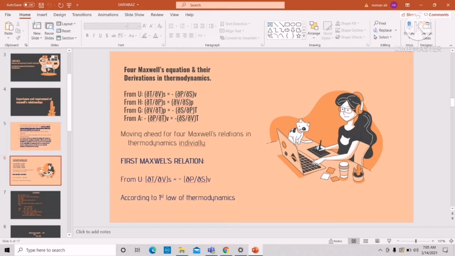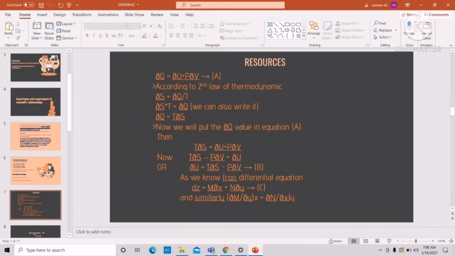First, Maxwell's relation from internal energy: change in temperature with respect to change in volume having entropy constant is equal to minus change in pressure with respect to change in entropy having volume constant. According to the first law of thermodynamics, ∂Q = ∂U + P∂V. That makes equation number A.